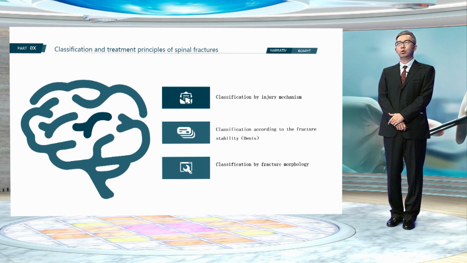For the second one, you should remember there are three kinds of classification and treatment principles of spinal fractures. The first one is the classification by injury mechanism, the second one is the classification according to fracture stability, and the third one is the classification by fracture morphology.